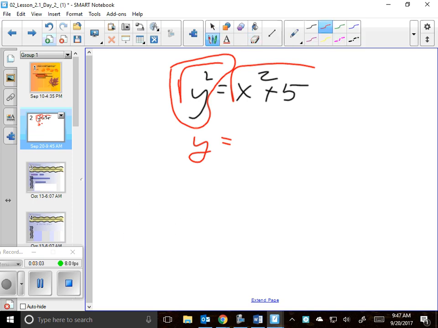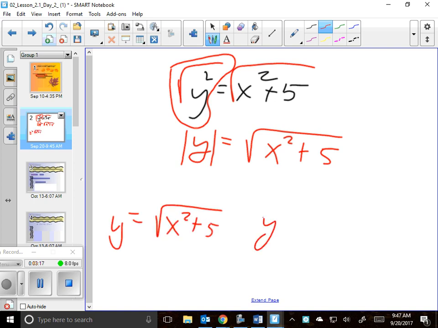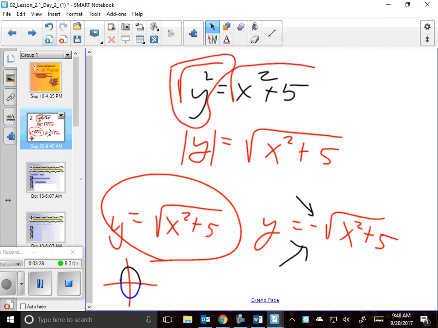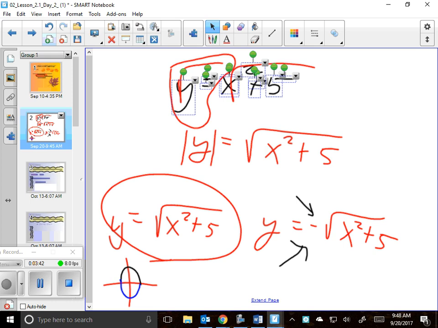So this is the absolute value of y equals the square root of x squared plus 5. And what that means is that it breaks into two equations. Y equals square root of x squared plus 5, and y equals negative square root of x squared plus 5. What are these? That's a half circle, and it looks like this. That's a half circle that's been flipped. So it looks like this. And guess what? It makes a circle. The original black one up there, that's the equation for a circle.